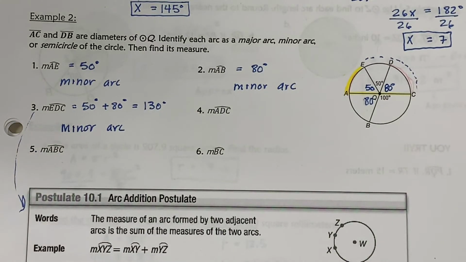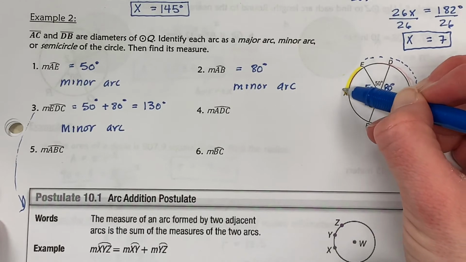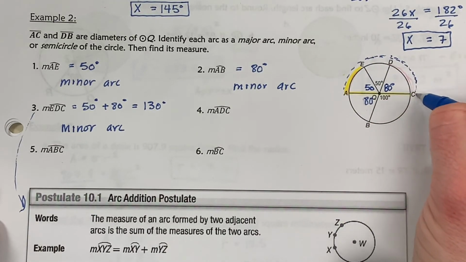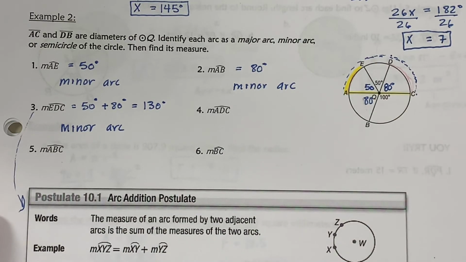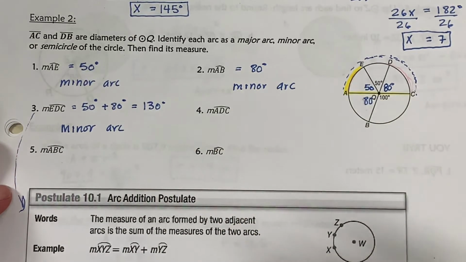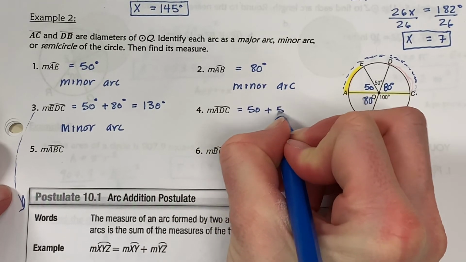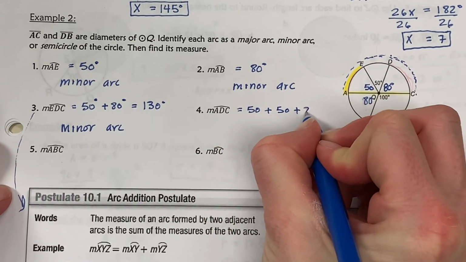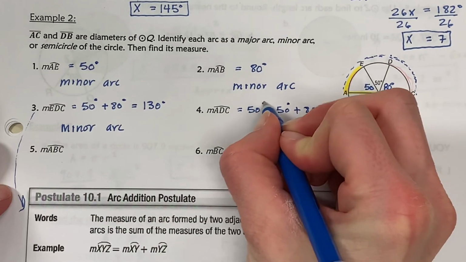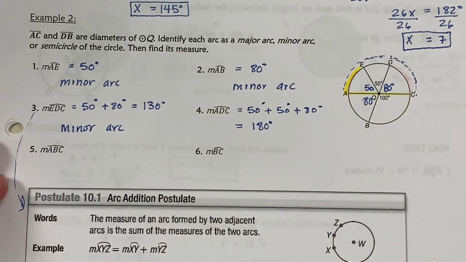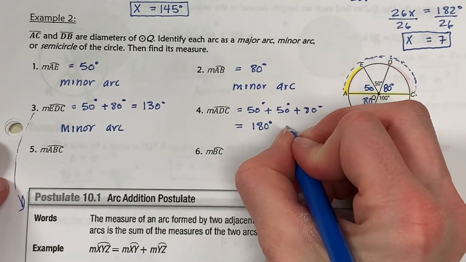Next, I have arc ADC. So A has to go through D, has to go through C. That is half of the circle. So comprised of 3 central angles, I'm going to add 50 plus 50 plus 80 degrees. Add those together, and arc ADC is 180 degrees. This represents a semicircle.